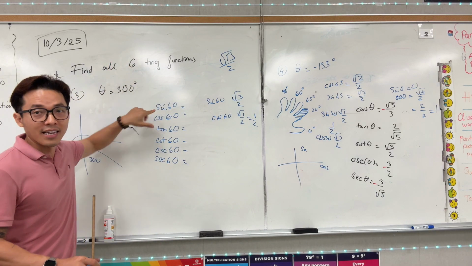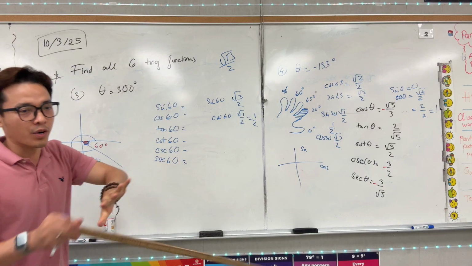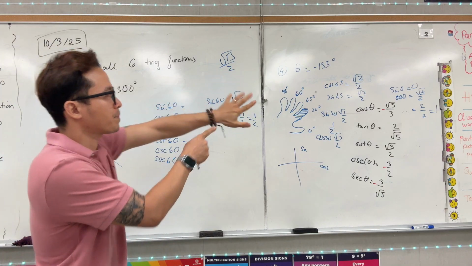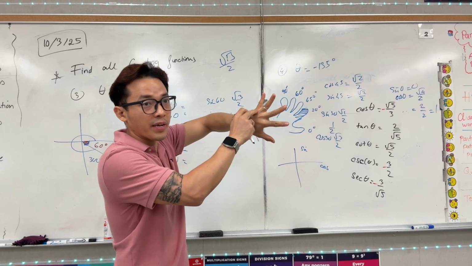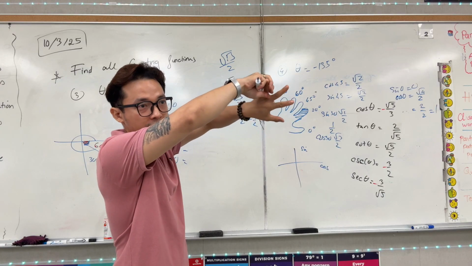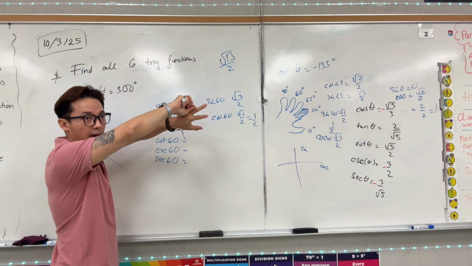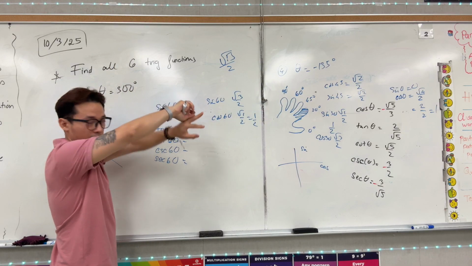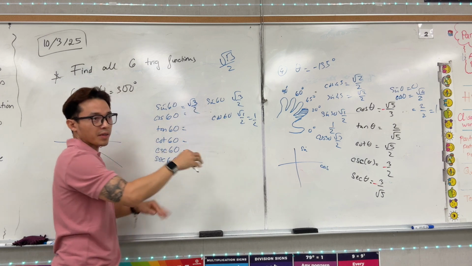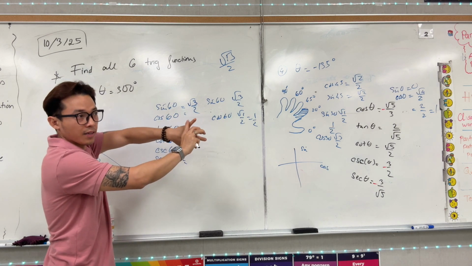Anyway, sine 60. Oh, this is a real one. How are we gonna do this? 60, which one? This one. The ring finger, right? So you're gonna cover this. Then you have 3 here. That means the sine of 60 is square root of 3 over 2. And then the cosine is 1 over 2.